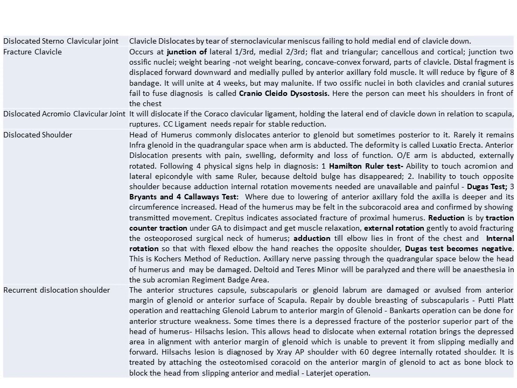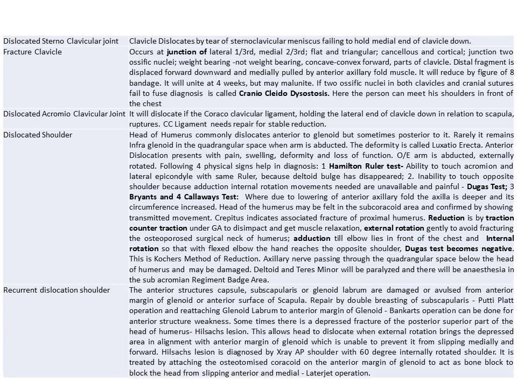The third is that the anterior axillary fold is lowered, and therefore the axilla is deep, which is Bryant's test, and the circumference of the axilla is increased, which is Callaway's test. Finally, the head of the humerus may be felt in the subcoracoid area and confirmed by showing transmitted movements. Any crepitus during the examination indicates associated fracture of the proximal humerus, and it is wise to get an X-ray done before you start manipulating it. Otherwise, you would be blamed for having produced the fracture.